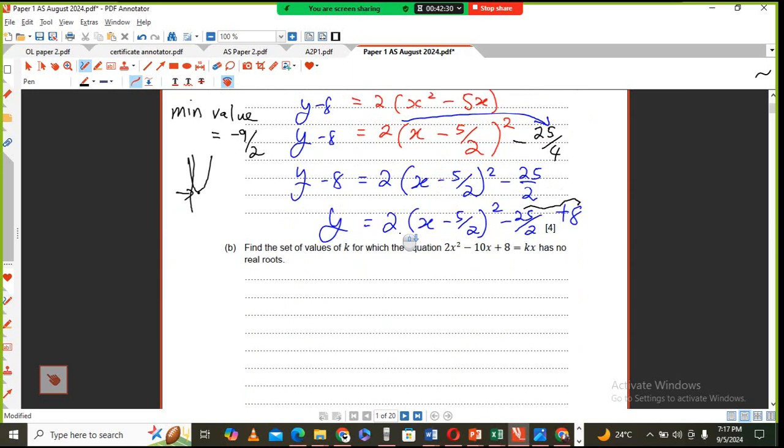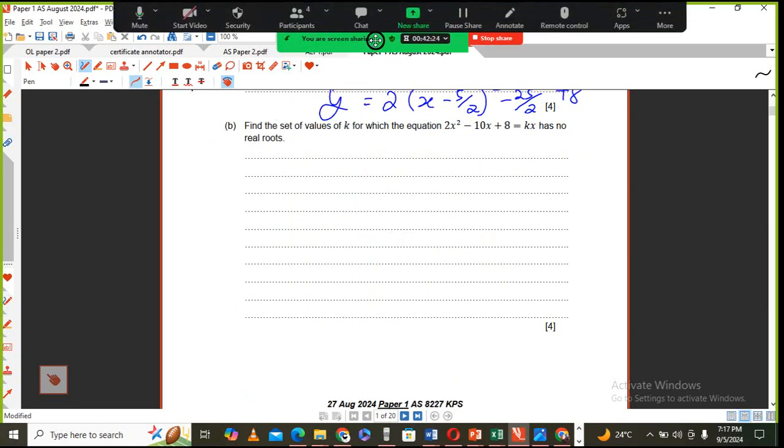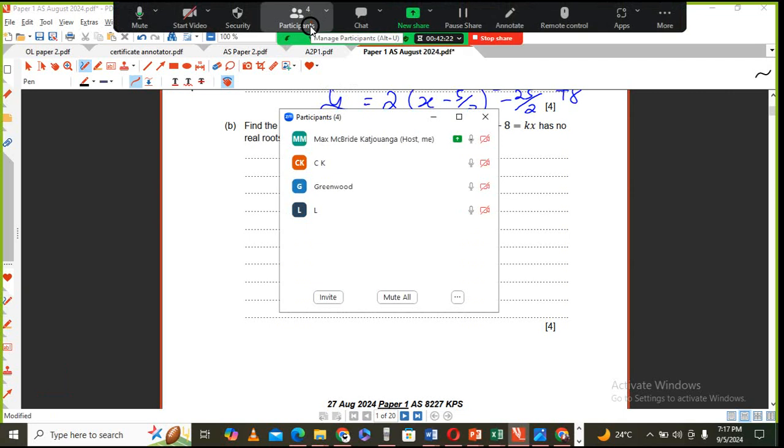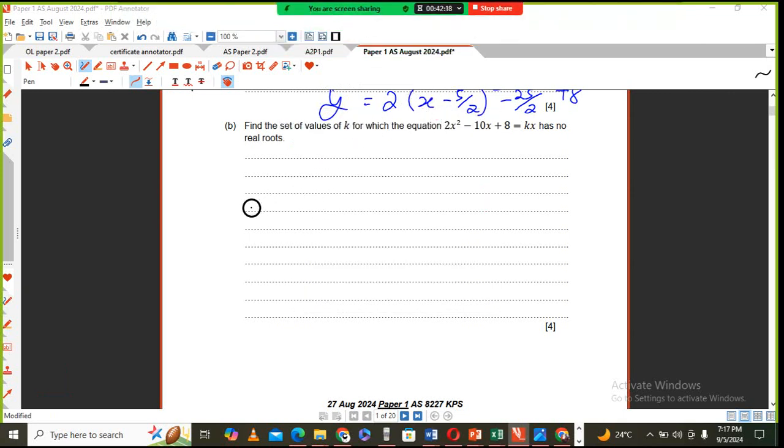Can you see that? Yes, sir. So it's very important that you guys must also listen and follow the instructions, because the instructions might seem trivial, but they mean a lot in that regard. So here, the moment you have things like no real roots, you are automatically thinking of the discriminant.